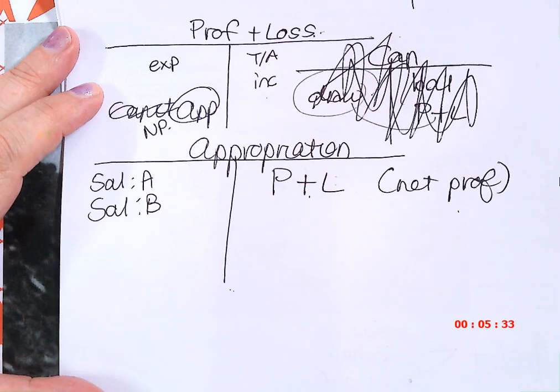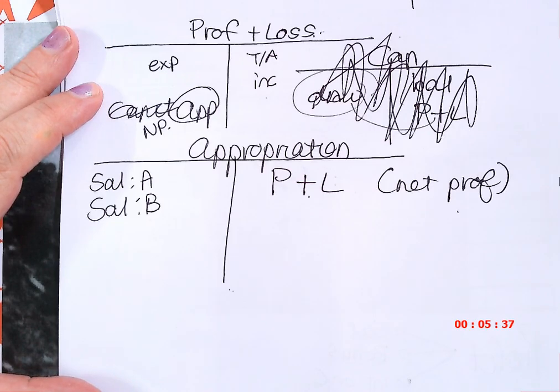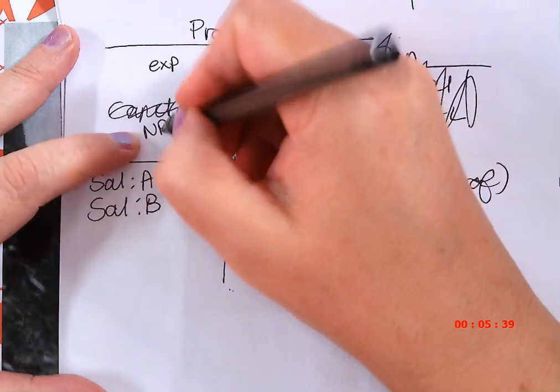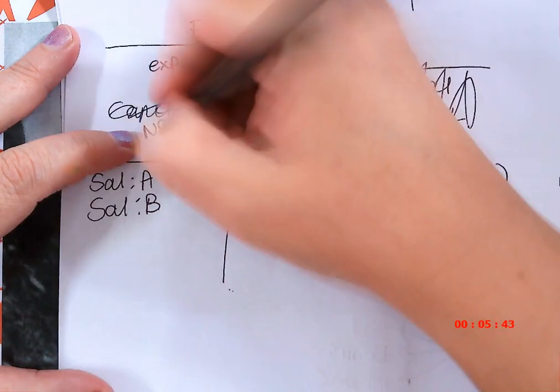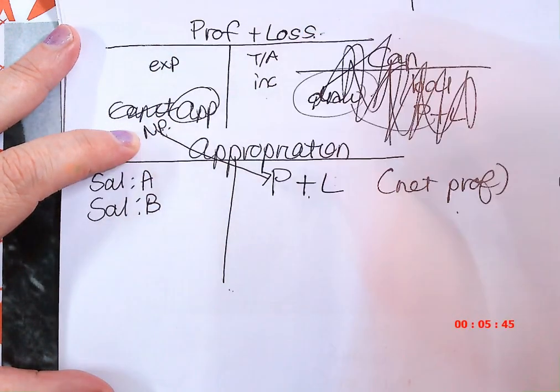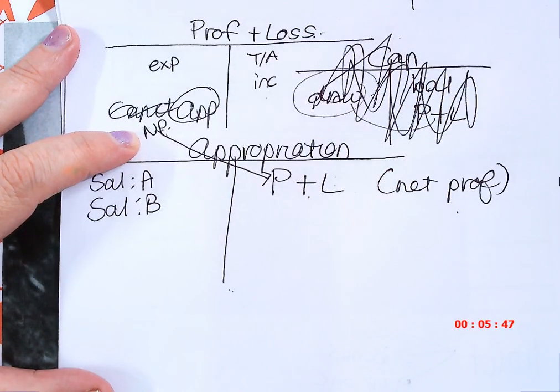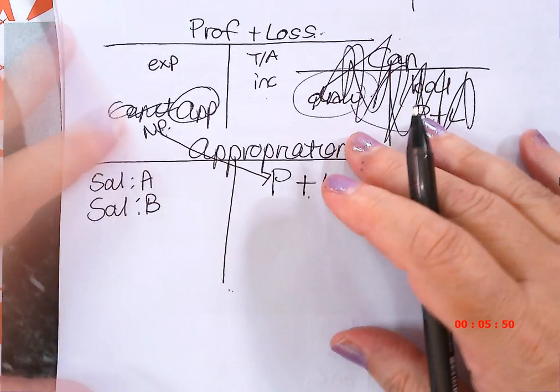Right at the bottom. So in other words, that is the net profit that I calculated in the income statement. And now I see, oh, that is my profit and loss. And now we're going to talk about sharing with the partners.